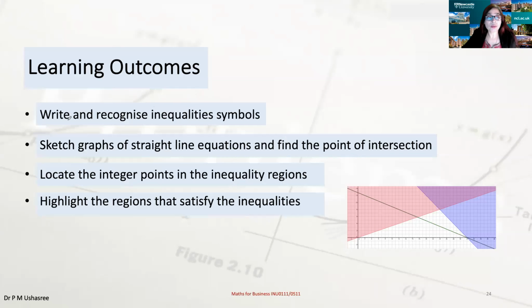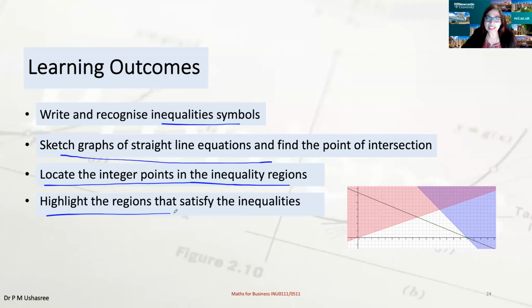So we have seen how to write and recognize inequality symbols. We have seen how to sketch graphs of straight line equations and find the point of intersection. We know how to locate the integer points in the inequality regions. We also know how to highlight the regions that satisfy the inequalities, either by shading the wanted region or by shading the unwanted region. So you know both ways now.